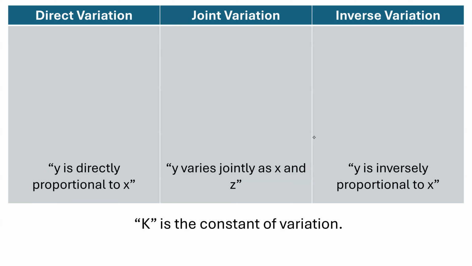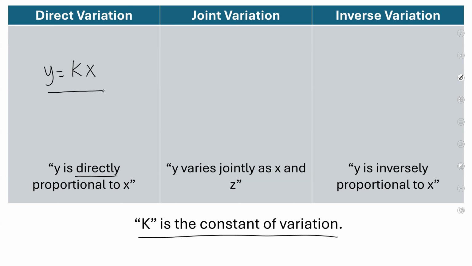Today we're going to learn the three different types of variation. First, we have direct variation. The equation is y equals k times x, where k is the constant of variation. And you'll see it spoken as y is directly proportional to x. The key word is direct. Okay, when you see the word direct, this is the equation.